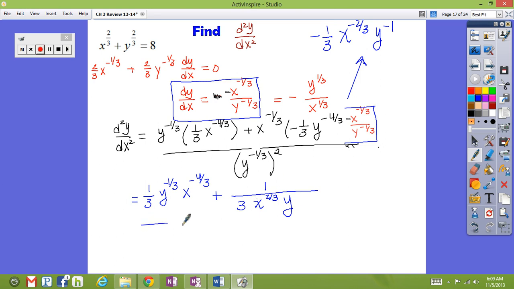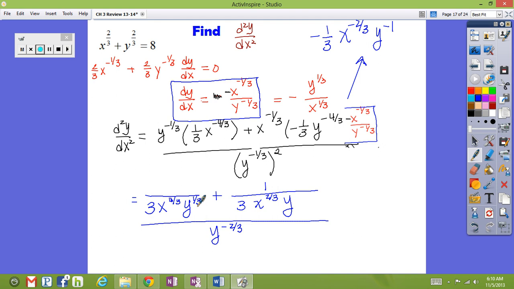Now, I still have this guy here. So this piece, I'm also going to rewrite, let's hope I can remember properly. I should have done it in the beginning. I'm going to turn that into a fraction also. So I have a 3 in the denominator. I have x to the 4/3 in the denominator, and I have y to the 1/3 in the denominator. So I need a common denominator.